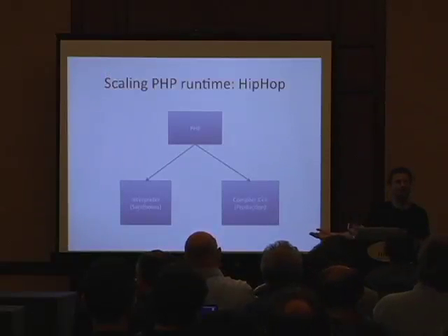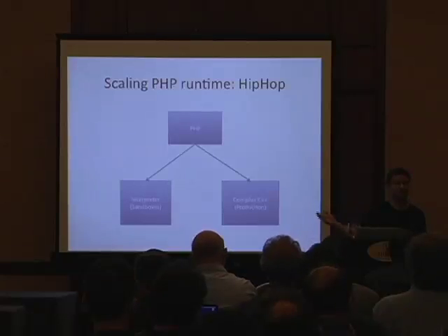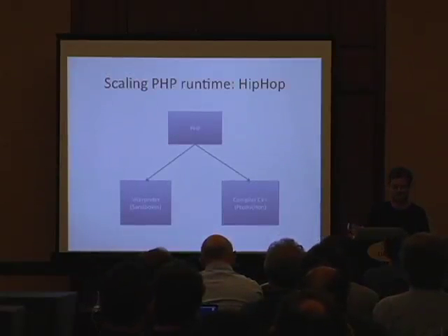And then on the other hand, there was the compiler that was targeting C++, and the C++ was itself compiled to binary code. The problem with that model, so there are two problems. The first one is that the interpreter actually got pretty slow.